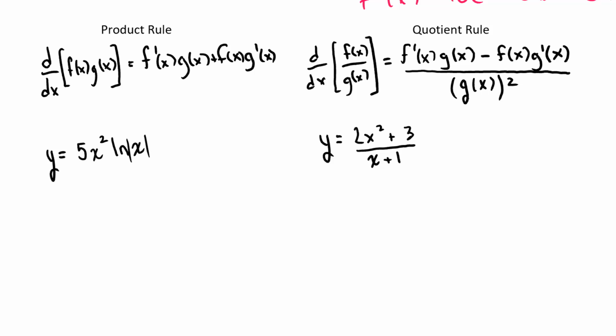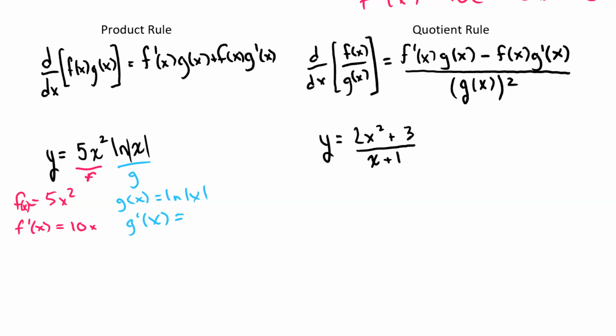So here I've got f and g. So we always start by writing those out. F is 5x squared, f of x. The derivative of f of x is 10x. And then we've got g of x. It's natural log x. And the derivative of g of x is 1 over x.